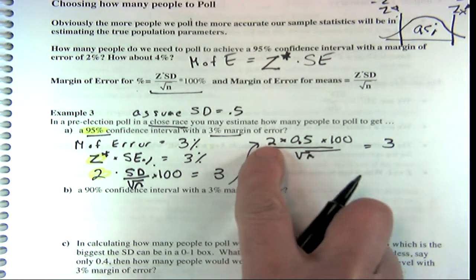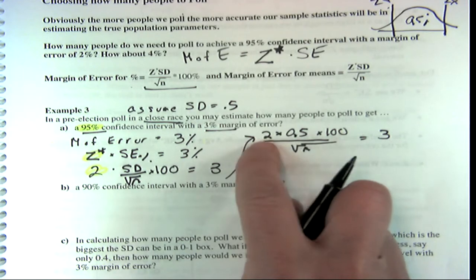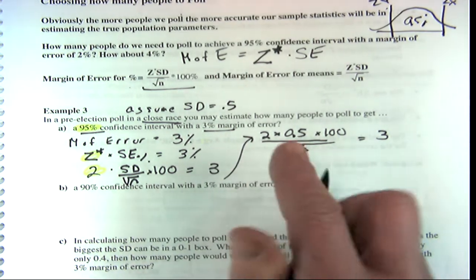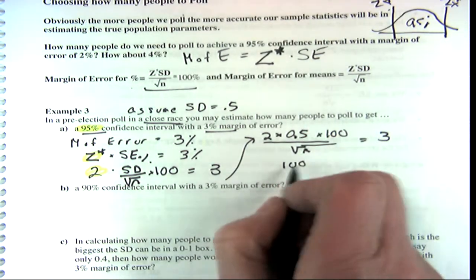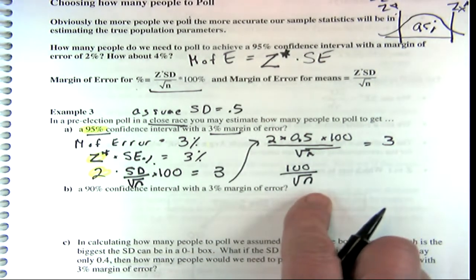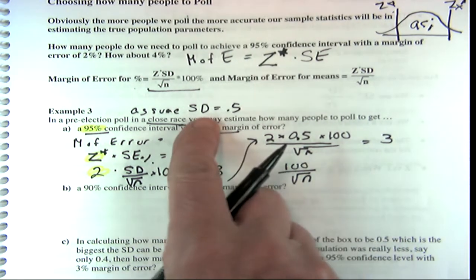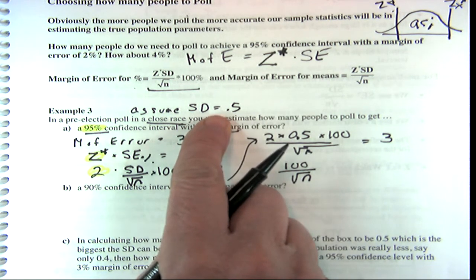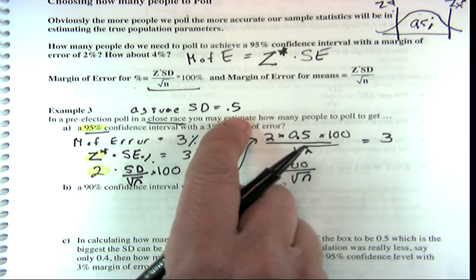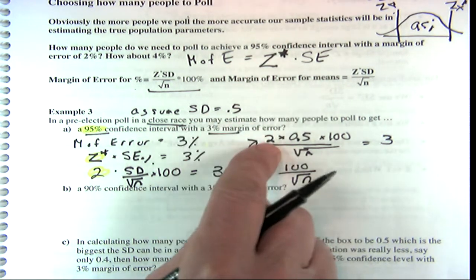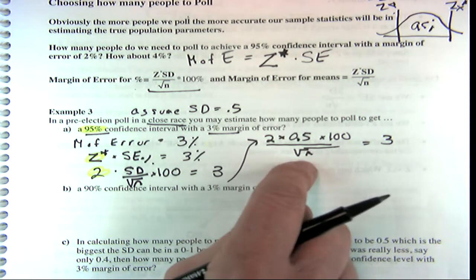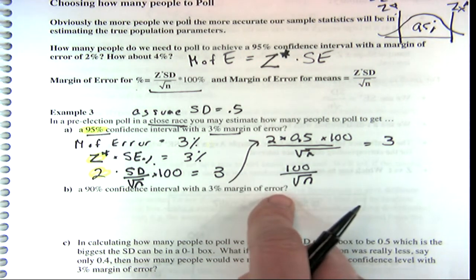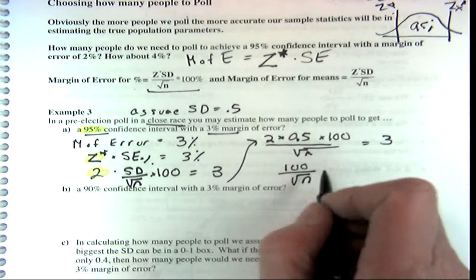Okay? Well, now with a 95% confidence interval in a close race, 2 times 0.5 is 1. So this is just 100 over square root of n. That will come up a lot. Often you assume that the standard deviation is about 0.5 because you want to make a conservative estimate. You're not sure what it is, and that's the biggest the standard deviation of a 0-1 box can be. And 2 is a 95% confidence interval. So this 100 over the square root of n is basically what so many of the margins of error in real life boil down to, the calculation you'll be doing.